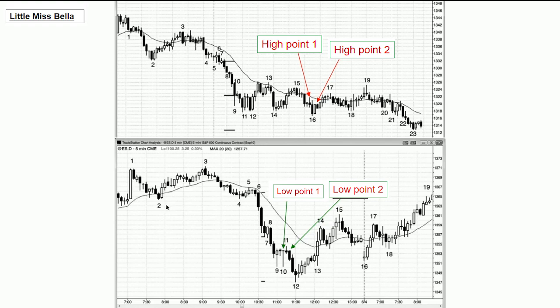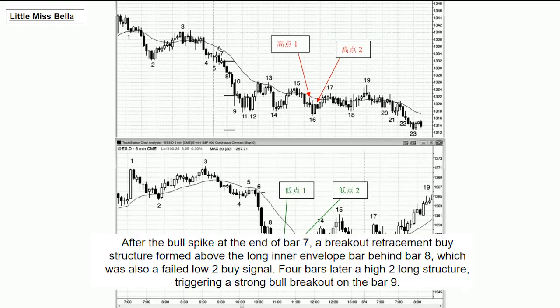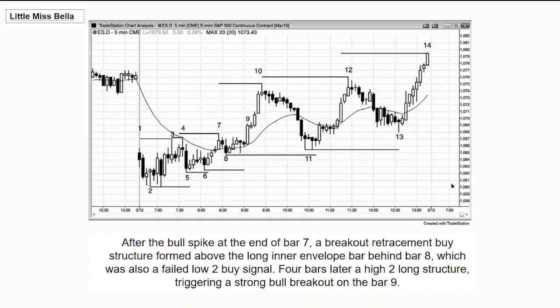Let's look at a few more examples from the book. Look at this chart. The first part of this chart forms a breakout pullback buying structure above the long inside bar behind K line 8, which is also a buy signal for the failed low 2. Let's first look at this failed low 2. Where did this low 2 come from? This inside positive line behind K line 8 is this little positive line.